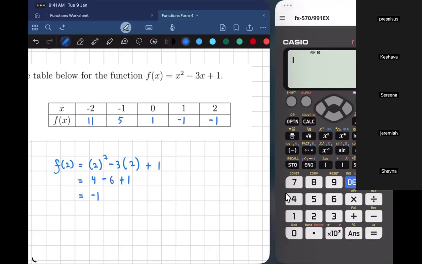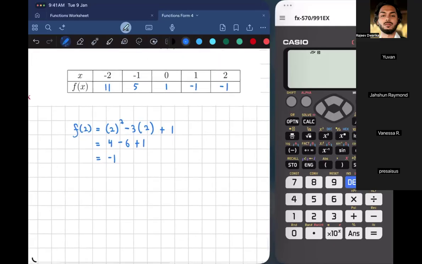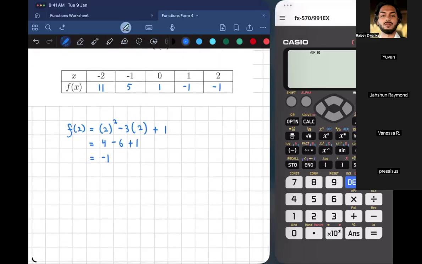Now, Keshava, be real with me, right? Are you confused by how I jump straight to the answer? Be real with me. So not really. Jeremiah, let me know. Jashon, Vanessa. If anybody confused about how I went straight to the answer, tell me. Yvonne, you good? Yeah. All right. Okay, good. Happy to hear that, Jashon.